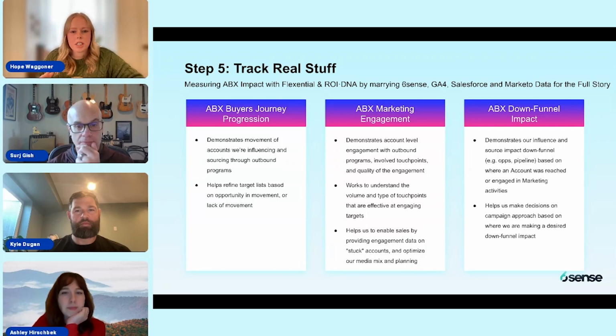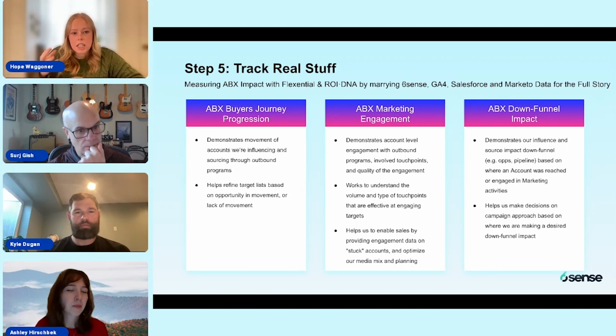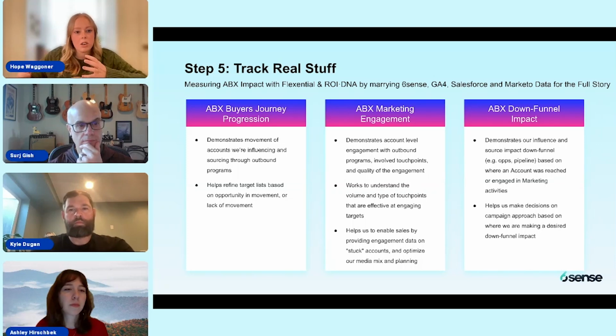We like to picture this in 3 different ways. There's the buyer journey progression that we want to measure, there's the marketing engagement that we want to measure, and then there's the down funnel impact that we want to measure. All of these help us have really unique viewpoints in how that ABX campaign is working, whether it's refining our target lists based on that opportunity of movement, helping enable sales by providing that engagement data on those stuck accounts specifically, and then helping us make that decision for the campaign approach based on where we're seeing the desired or not desired down funnel impact.